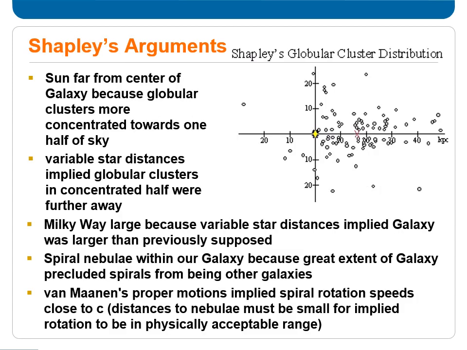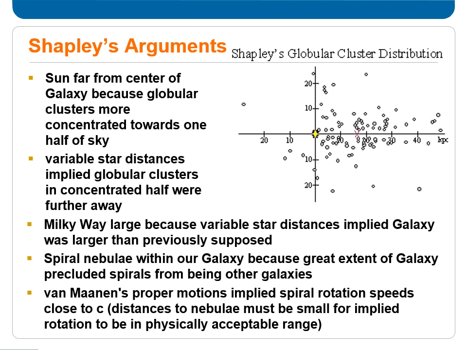More specifically, Shapley argued that our Sun is far from the center of the galaxy because globular clusters are more concentrated towards one half of the sky. Variable star distances implied globular clusters in the concentrated half were further away. The Milky Way must be large because variable star distances implied the galaxy was larger than previously supposed. This meant that the spiral nebulae, now known as galaxies, are within our galaxy, because the great extent of the galaxy precluded spirals from being other galaxies.